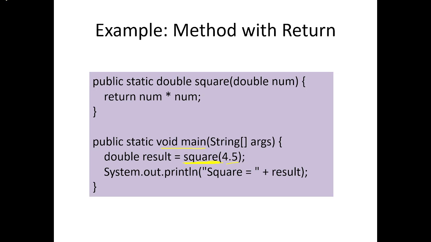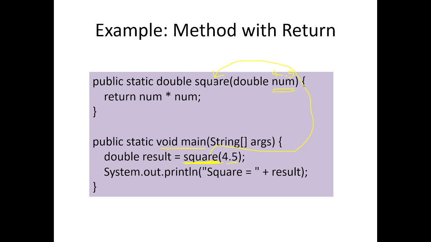Okay, so square is a method, right? So where is this square? Square is there, so the compiler will be going here. This 4.5 is the value of your argument in your square method. So this is the value of your num. 4.5 will be here. So the parameter is double num. Okay, double num. And then we know this is 4.5.